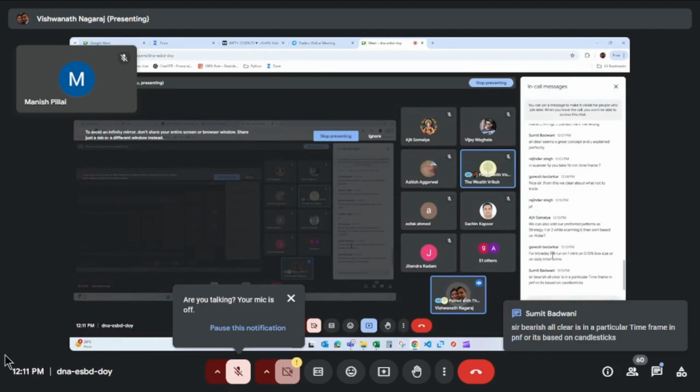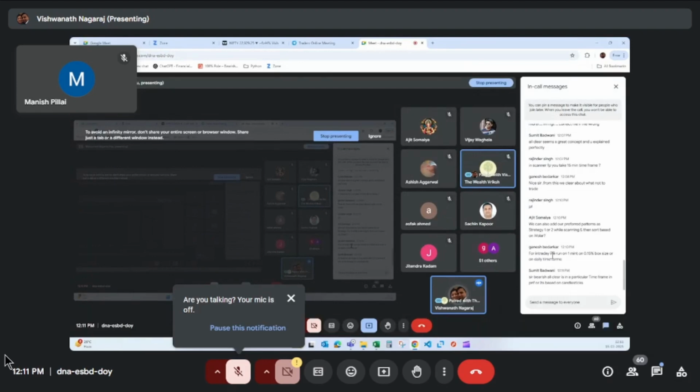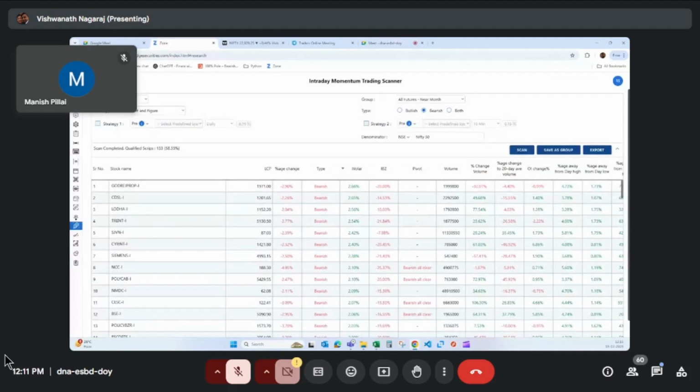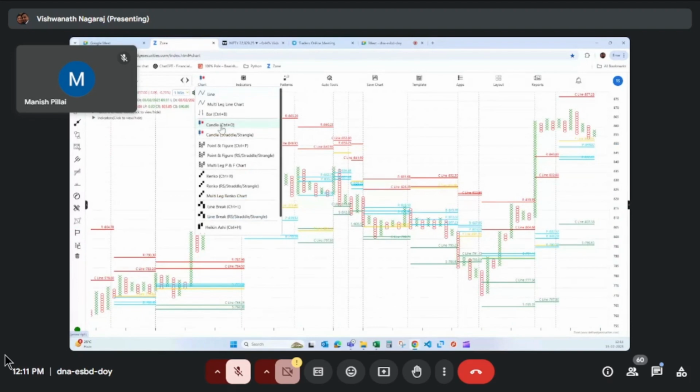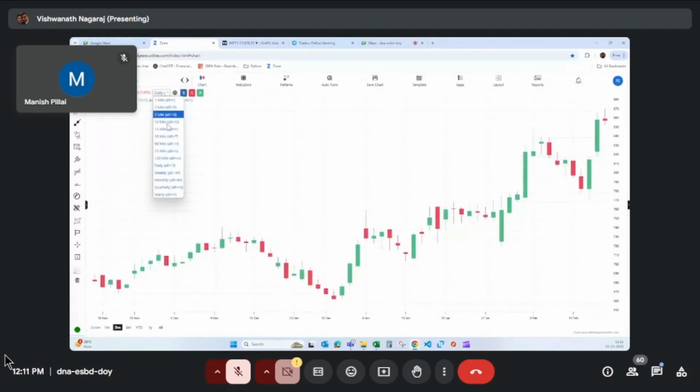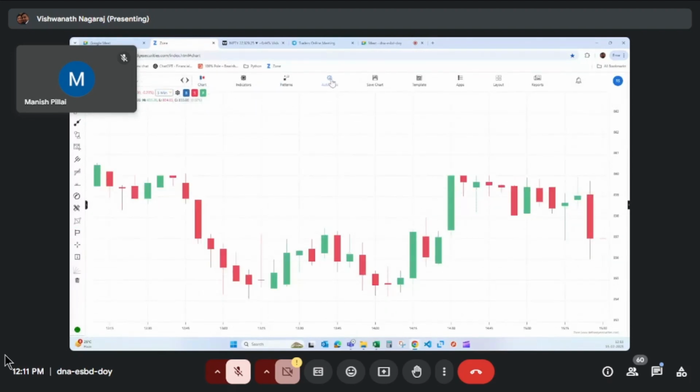Sir, bearish all clear is in a particular time frame in PNF, or is it based on candlesticks? You can do it on candlesticks as well. You can do it on point and figure as well. Let me show you that. It's a good question. A lot of people are doing candlesticks. You come to 5 minutes and you add the pivot.